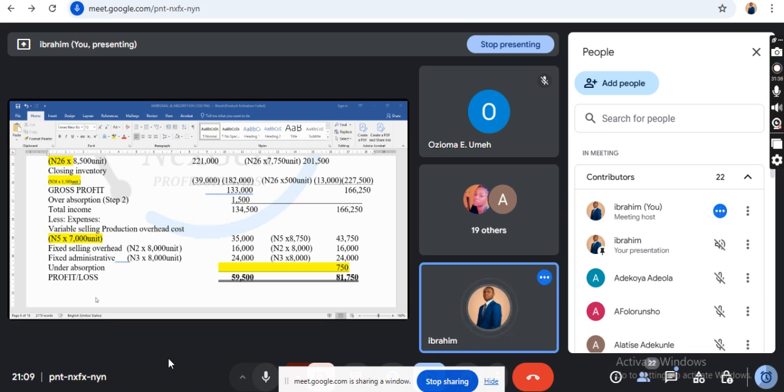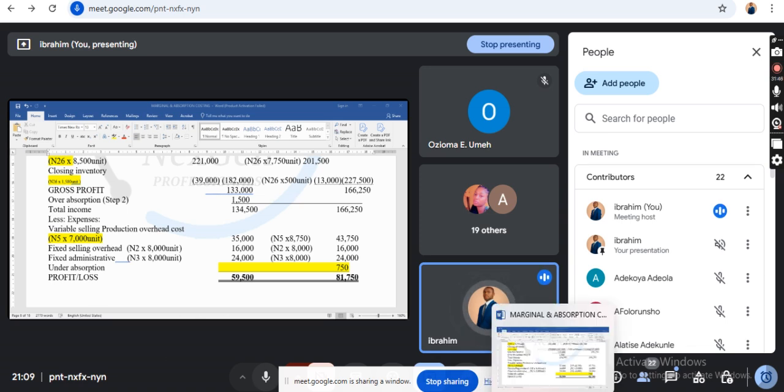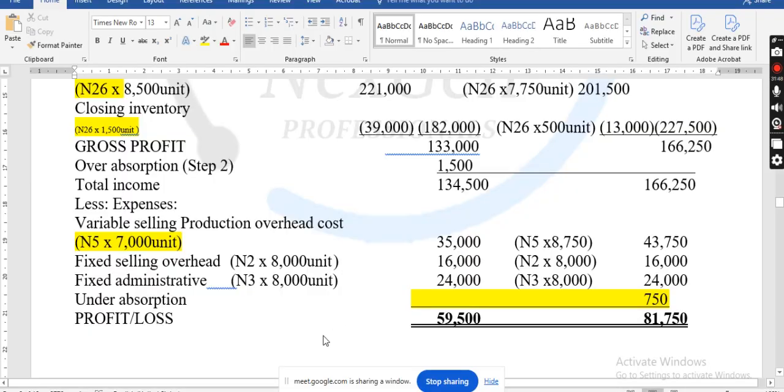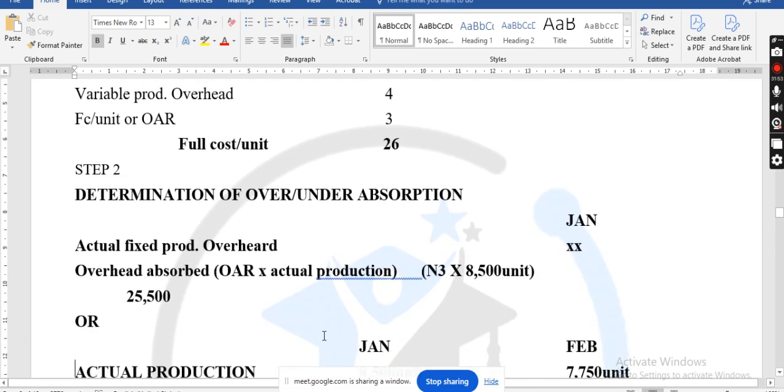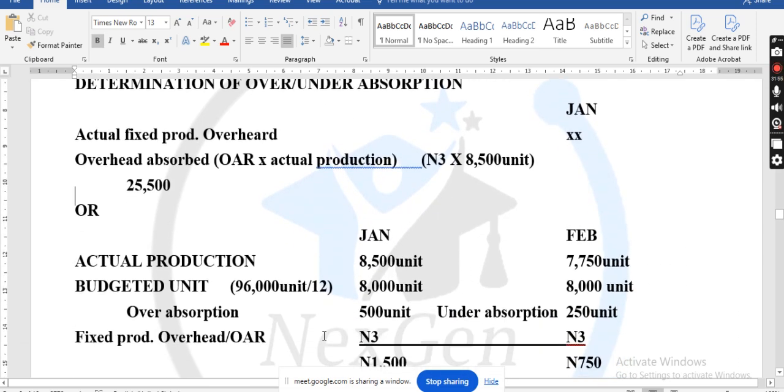Don't forget that when you want to determine your OAR, you say budgeted overhead over budgeted level of activity, which is your OAR. You then multiply by the actual production. And that is what absorption costing is doing, which is totally wrong. Why?